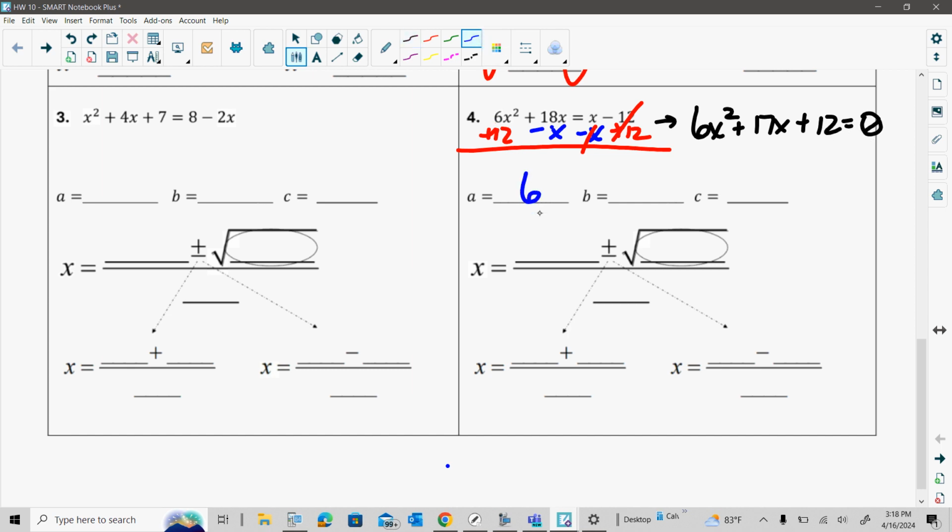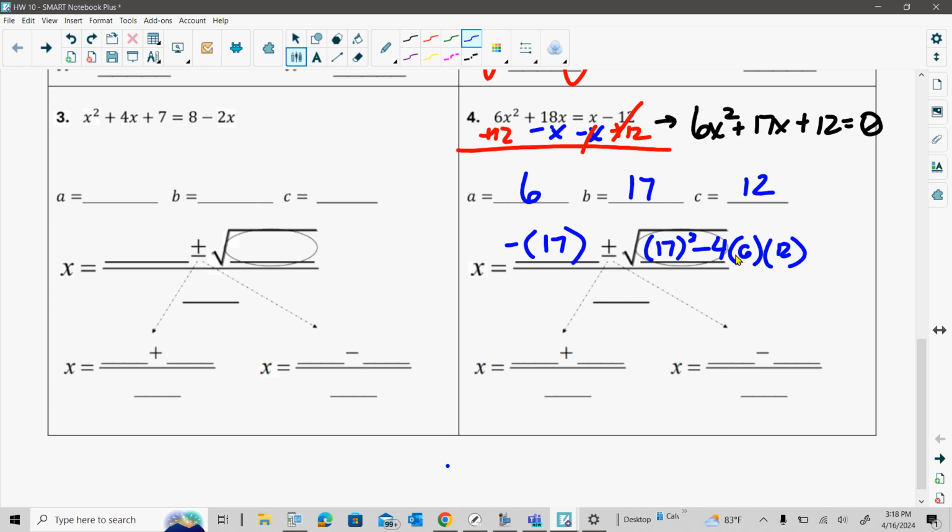Our A is 6, B is 17, C is 12. So we should have negative parentheses 17. And then in here, we're actually writing it out. So this would be 17 squared minus 4, parentheses 6 for A, parentheses 12. We need to actually get the number.